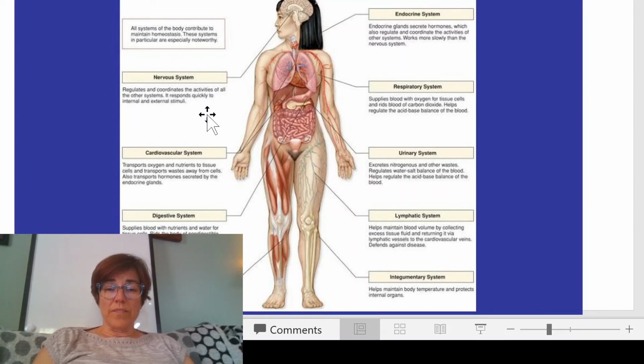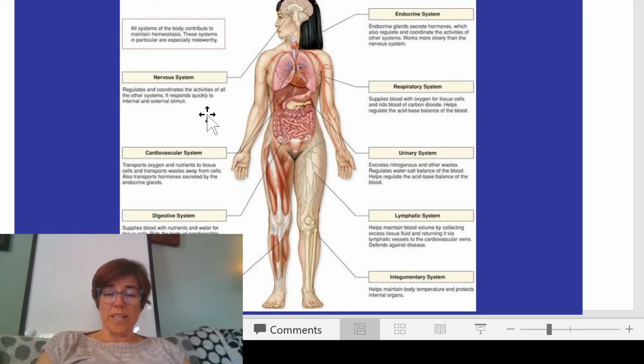OpenStax section 1.5 is a good thing to look through, and I will put a link from the introduction video into Canvas as well. That does a really nice job of a general overview of the different body systems and how each body system helps the whole body stay at a regular set point of homeostasis.